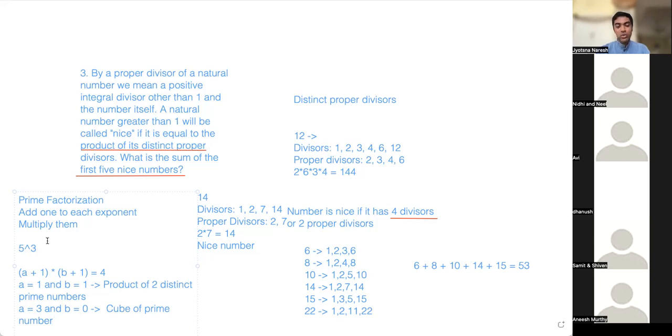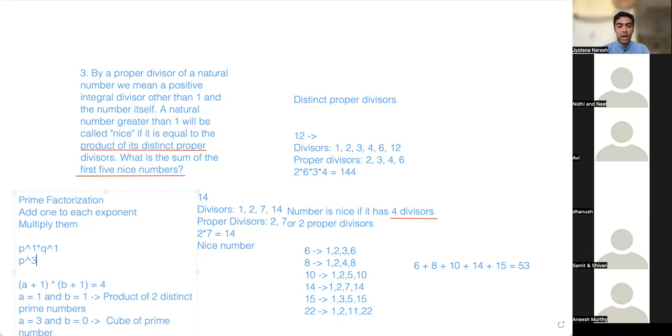Sure. Basically, what we're trying to do here is look at what prime factorizations will lead to a number with 4 divisors, right? So one way is it could be some prime number p to the power 1 times q to the power 1. We know from this method of finding the number of factors, once I have the prime factorization, I look at each exponent, add 1, and multiply them. So 1 plus 1 is 2, 1 plus 1 is 2, and I multiply that to get 4. So this is one way of getting 4, but there's another way, which is just a single prime number to the power 3.